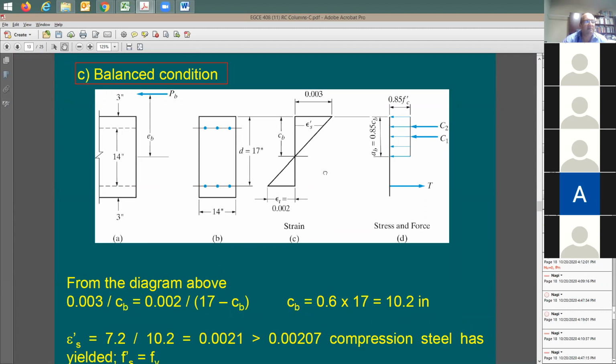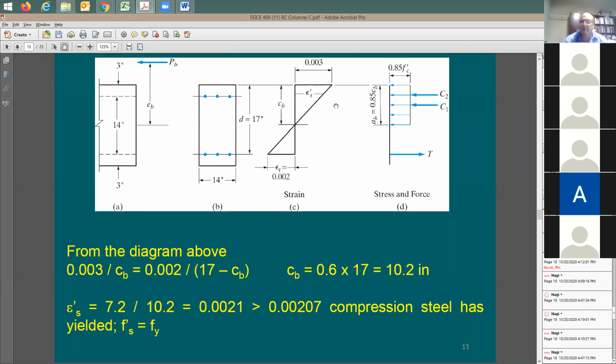Now I have this, I guess the rest of the problem is so simple. Now you need to find the strain in the compression steel. How would you do it? Very similar to the previous problem. It's 0.003 divided by C equals the strain in the compression steel divided by C minus, can someone help me? C minus what? A prime, which is 3 inches in this case. Okay, here's the strain in the compression steel.